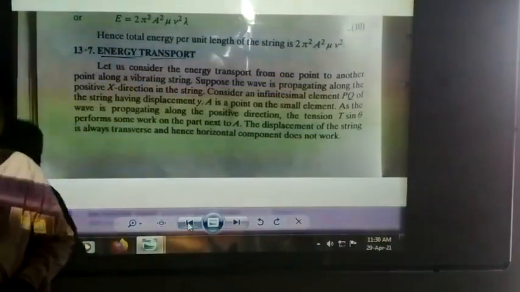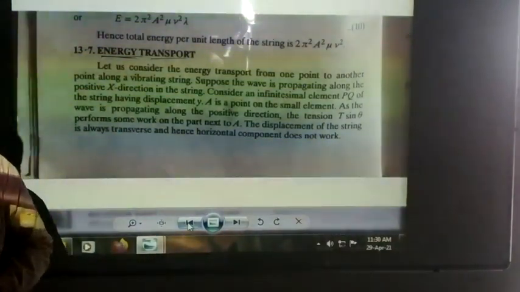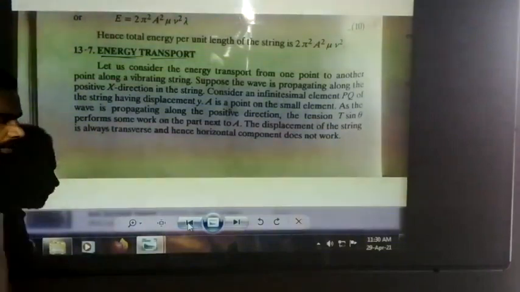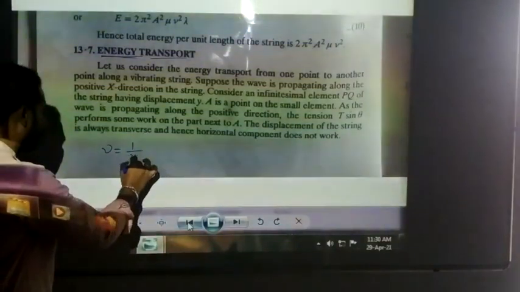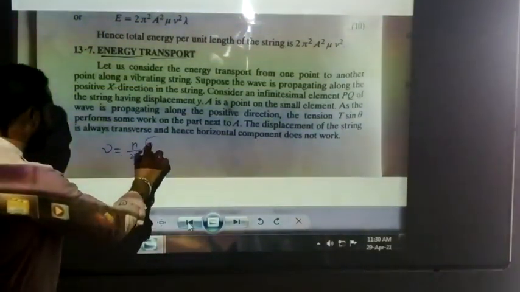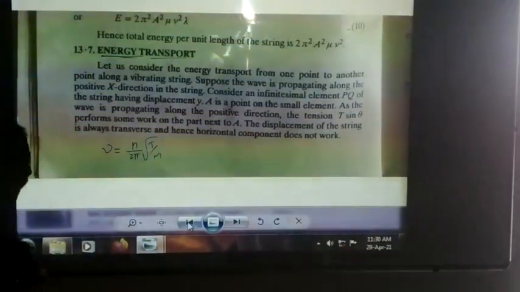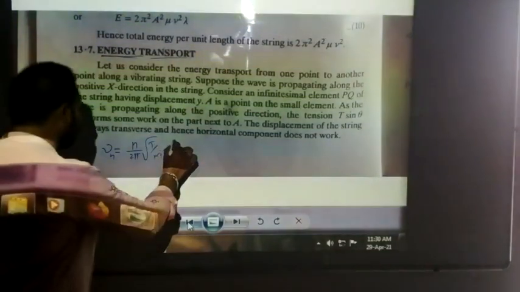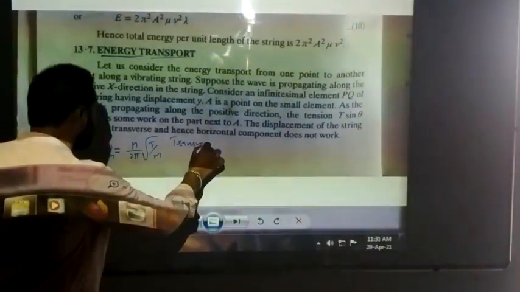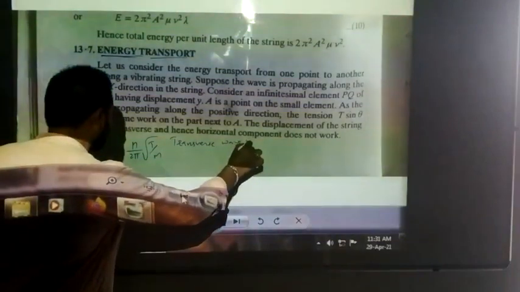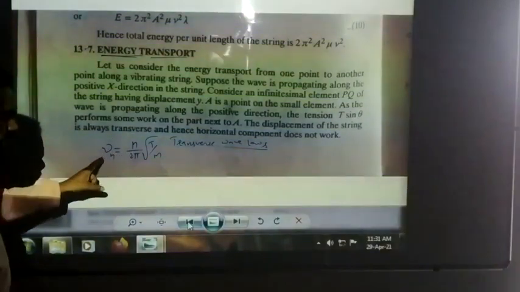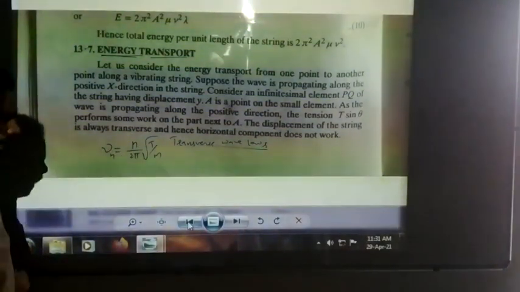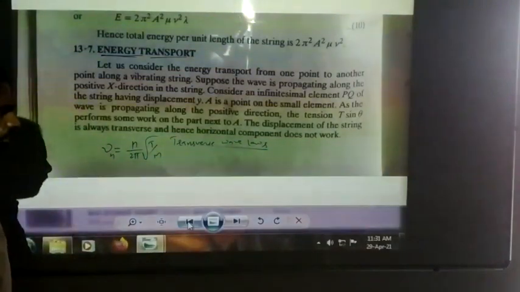In the last class, we discussed the modes of vibration in a stretched string. We got the frequency of the stretched string: nu n is equal to n by 2 pi under root T by m. This is the nth harmonic frequency. We have some laws of transverse waves here. Here we have three transverse wave laws.